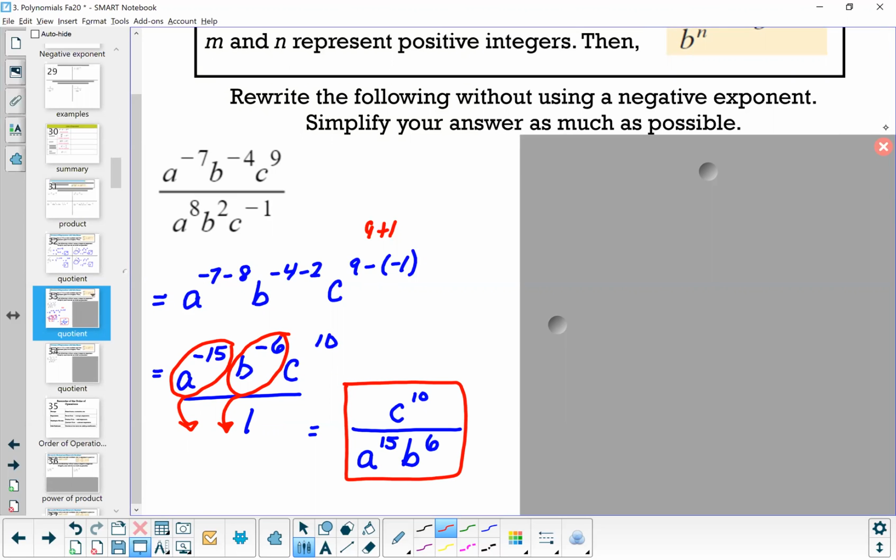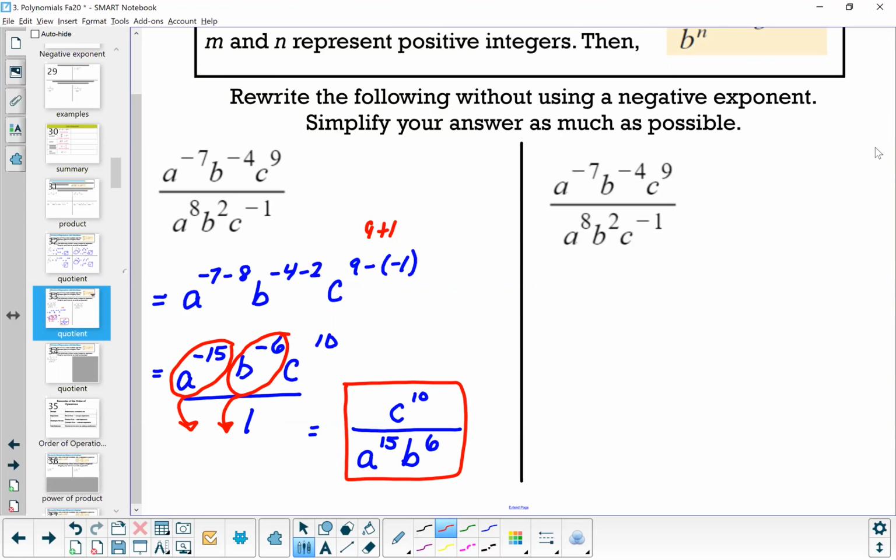Okay, we'll start back from the beginning. We'll try this question again. So we have a to the negative 7, b to the negative 4, c to the 9, divided by a to the 8th, b squared, c to the negative 1. So now, sometimes people prefer, which is myself included, to take the reciprocal of the factors that have a negative exponent to begin.